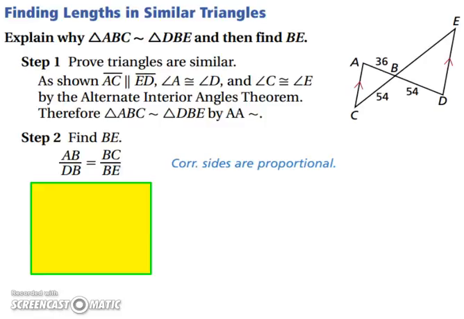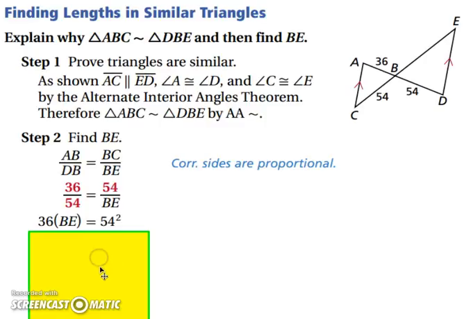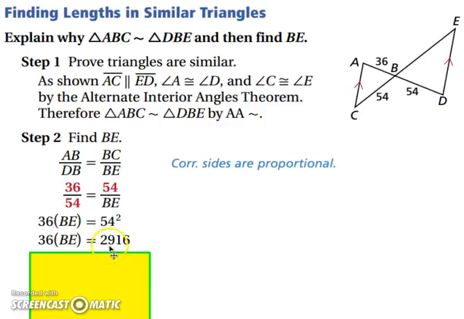Set up a proportion. So AB over DB equals BC over BE. If we plug in our known values, we'll have 36 over 54 equals 54 over BE. And now we can cross multiply. 54 times 54 and then 36 times BE will give us 54 squared equals 36 times BE, and we can simplify that to 2,916. And if we divide both sides by 36, BE ends up being 81.